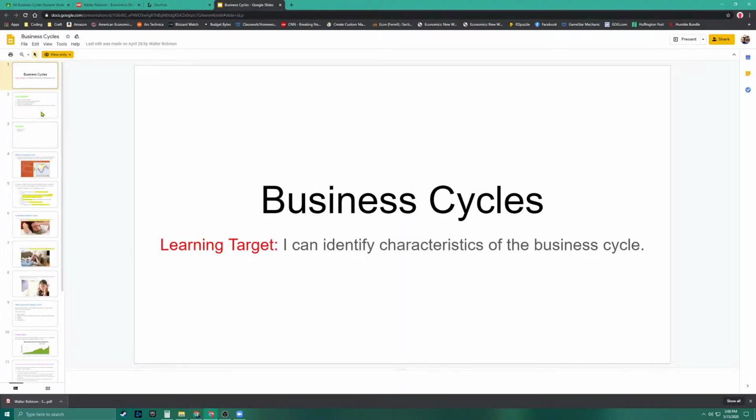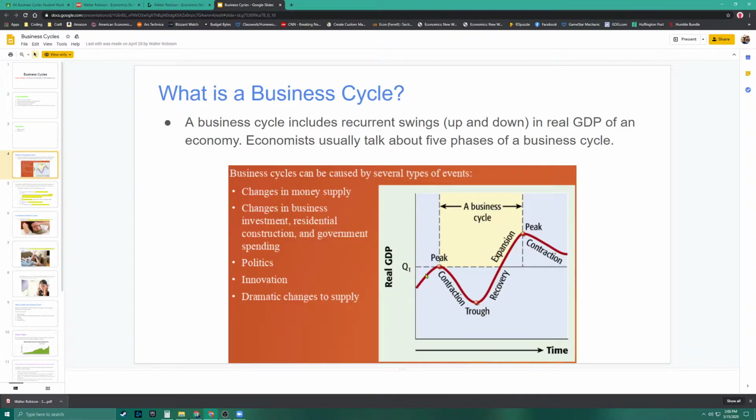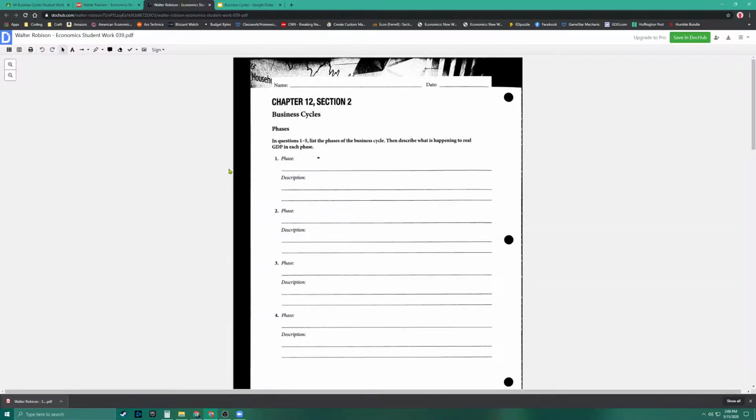We're looking at the phases, okay? So we want to look at our phases. Here's our phases: peak, contraction, trough, recovery, expansion, and then peak again. So 1, 2, 3, 4, 5. And we have 1, 2, 3, 4, 5. Okay. So we want to list those things off.